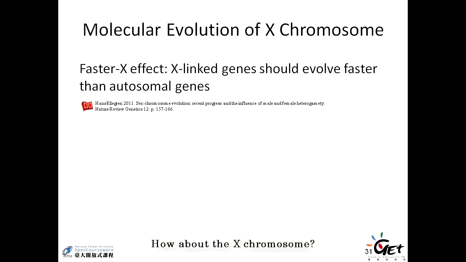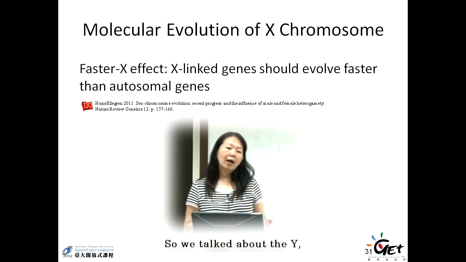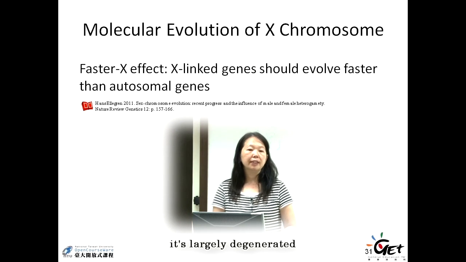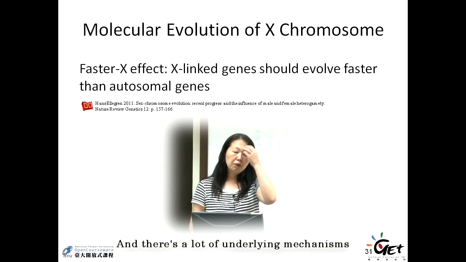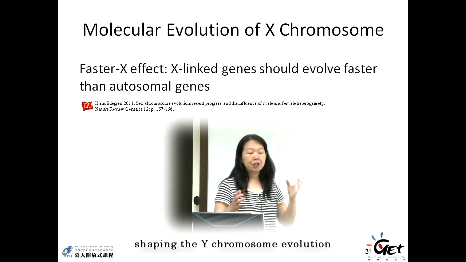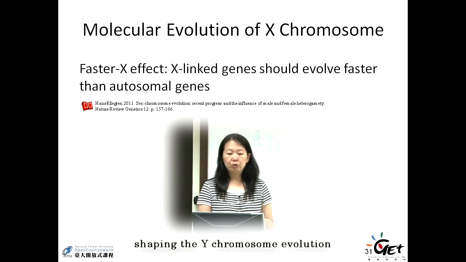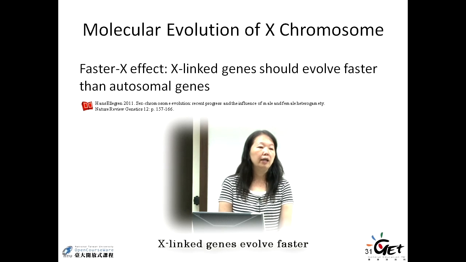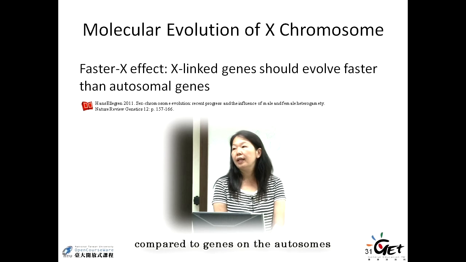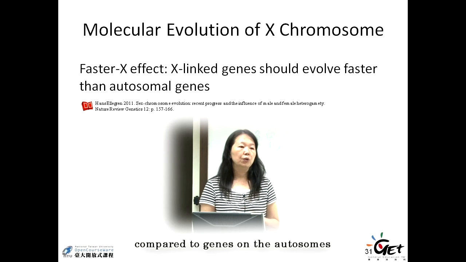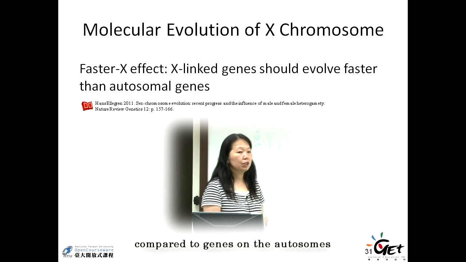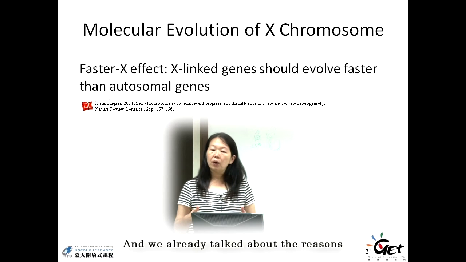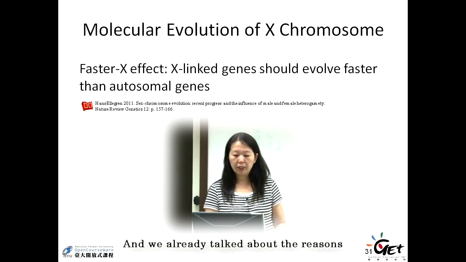How about the X chromosome? We talked about how the Y is largely degenerated, and there are a lot of underlying mechanisms shaping Y chromosome evolution. And in general, X-linked genes evolve faster compared to genes on the autosomes. And we already talked about the possible reasons.